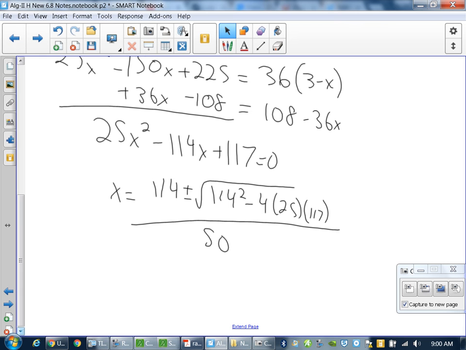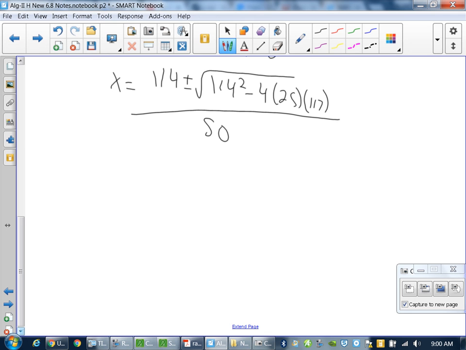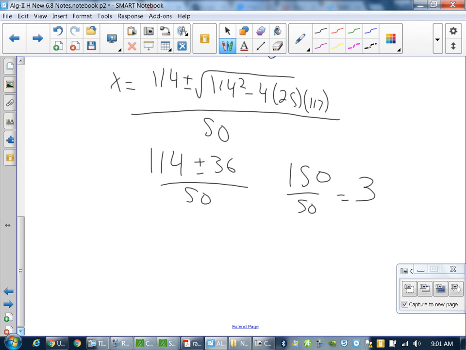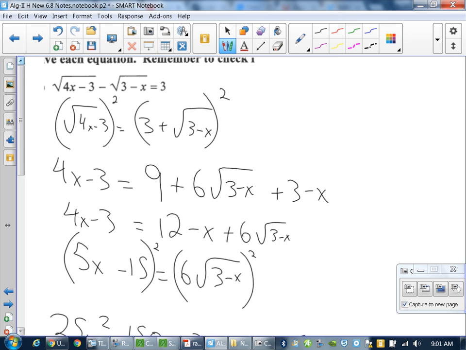I have 114 plus or minus 36 over 50. Well, I haven't gotten that far yet. So 114 plus 36 is 150, divided by 50 is 3. If I do 114 minus 36 divided by 50, I get 1.56. So I have two different answers to check. I check and see if 1.56 works, I don't know if that'll work, but then I check and see if 3 works. So 1.56 could be an extraneous solution. So yeah, that was awful, ugly, nasty, but we did it.